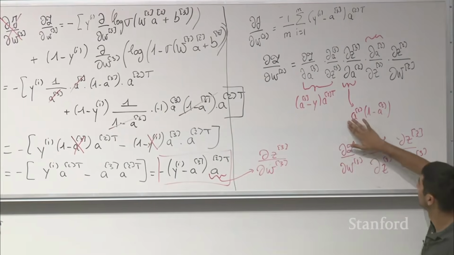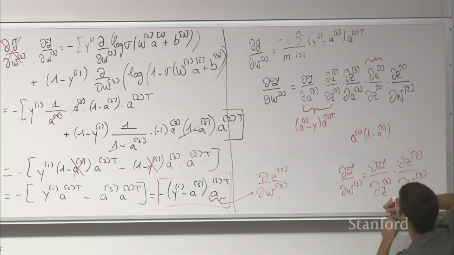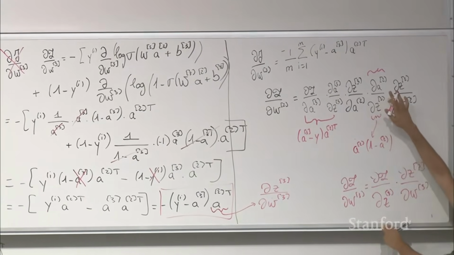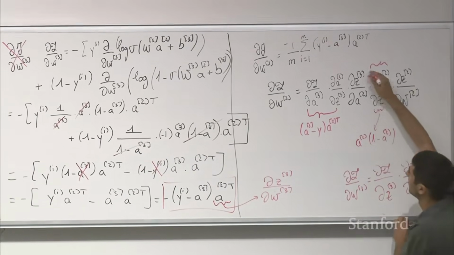Oh, sorry, my bad. That's not the right one. This one is that. Yeah, this one is sigmoid. A2 is sigmoid of Z2, so this result comes from this term. What about this term?